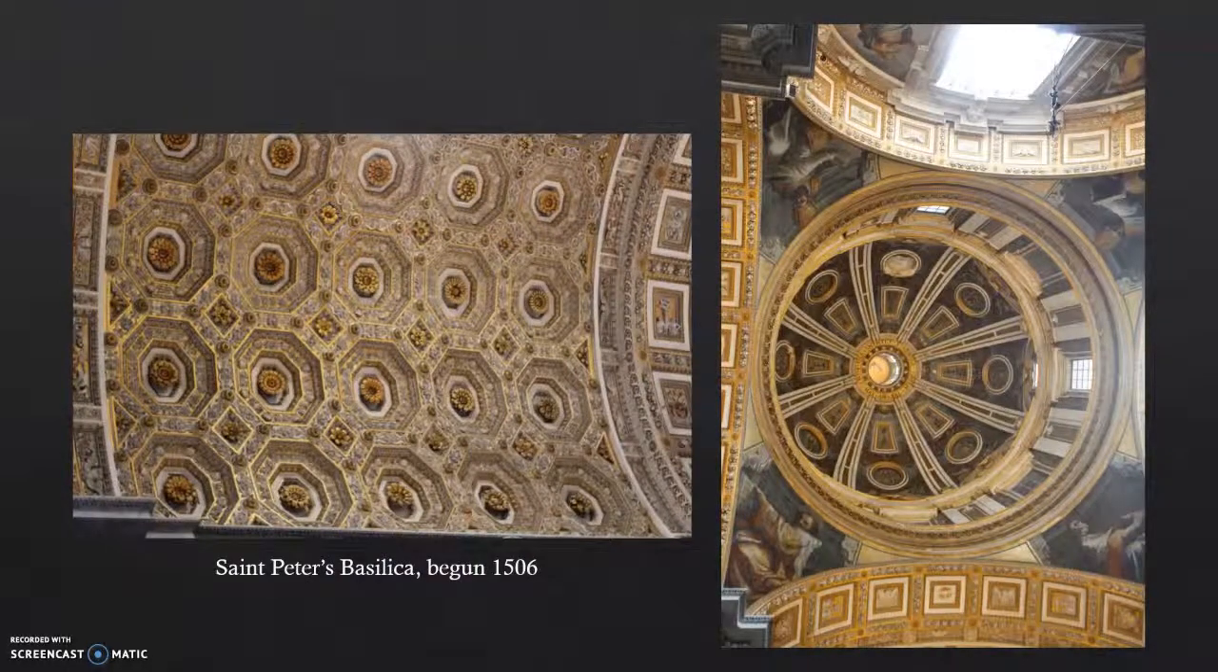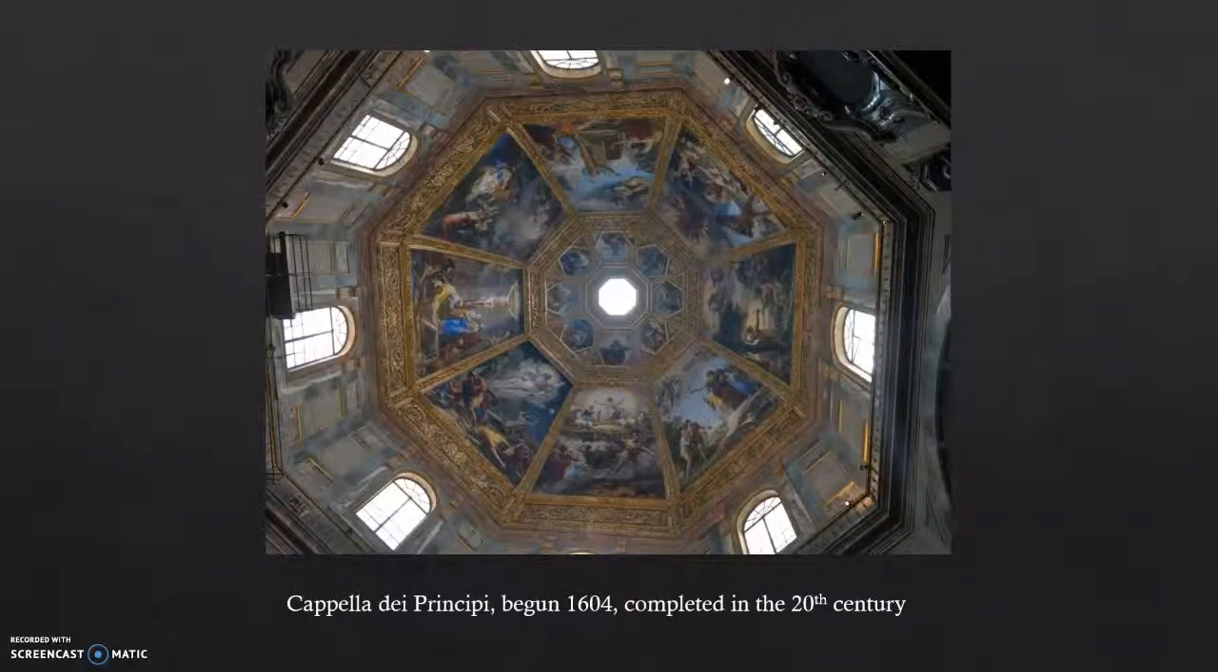We see domes used throughout churches, although the design was greatly improved upon during the early Christian and Byzantine era. Many still use the oculus and coffers. So here we see coffers in an arch at St. Peter's Basilica and the dome of St. Peter's, which features both an oculus and coffers. And then here we see the Cappella dei Principi, one of the Medici chapels in Florence, which notably features an oculus but has no coffers.